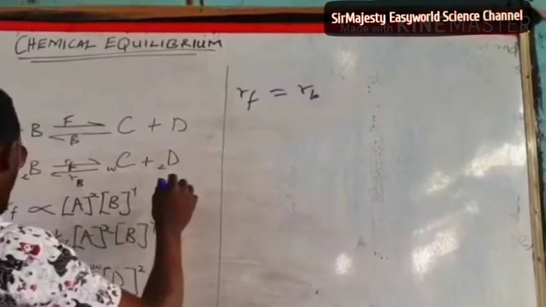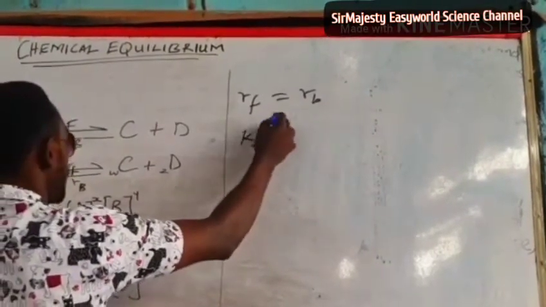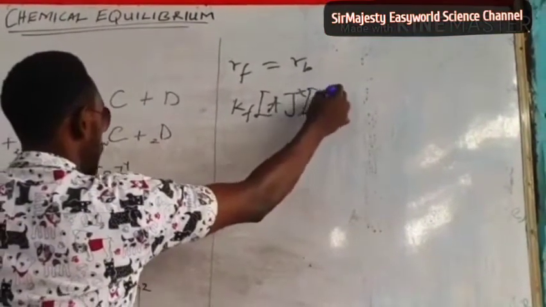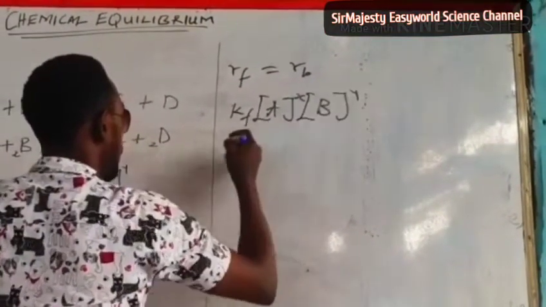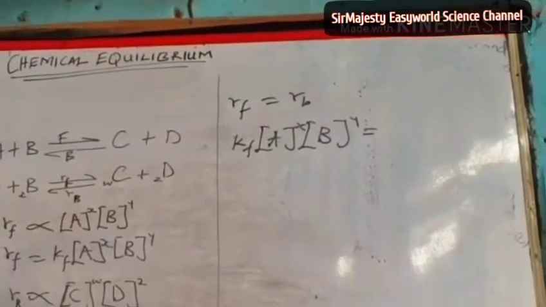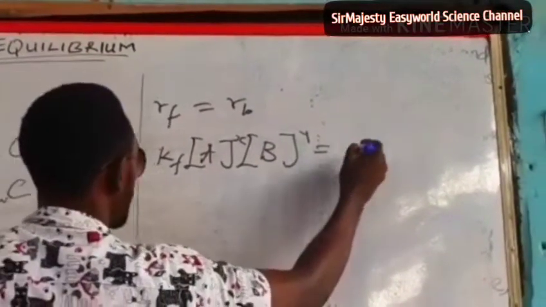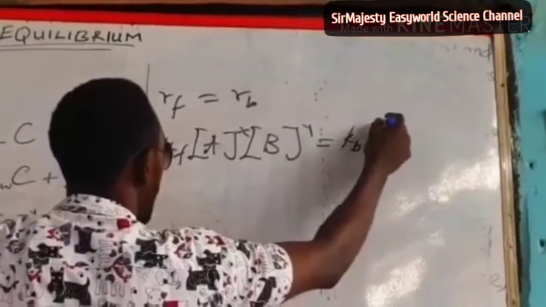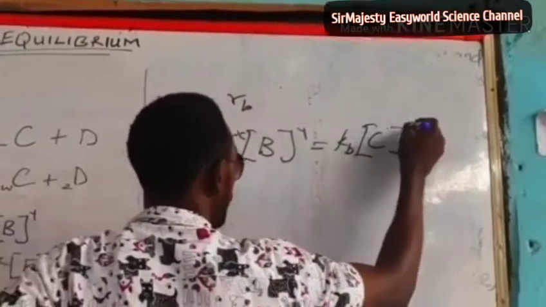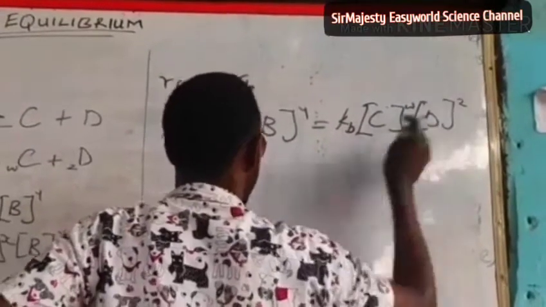So bringing in the values, what is our Rf? Our Rf is Kf times the concentration of A raised to the power x multiplied by B raised to the power y, equal to Rb, which is the constant for the backward reaction Kb times C raised to the power w multiplied by D raised to the power z.